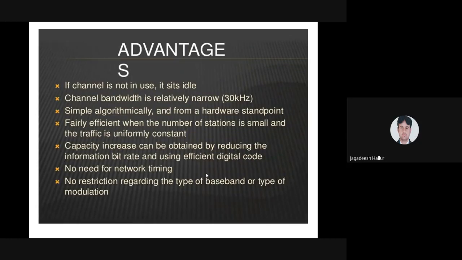What are the advantages of this FDMA? The main advantage of FDMA is that if a channel is not in use, it sits idle. Means what? If a cell has 6 channels, 5 channels are allocated, and one channel is free.